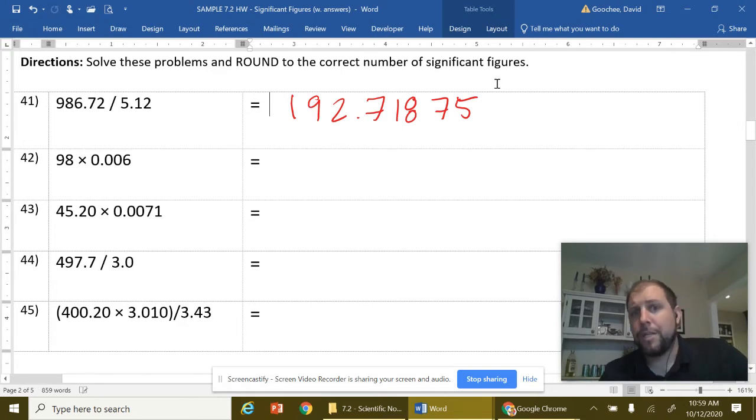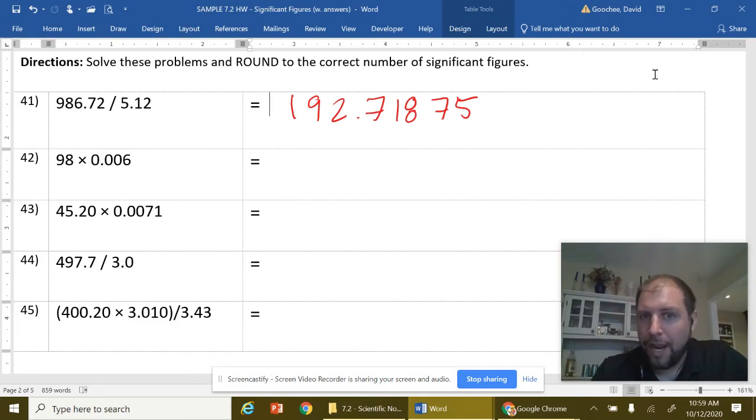Now listen, you have to round this answer, because this answer is measured to like the millionth place, but none of your numbers were accurate to the millionth place going in. This number is way more precise than you can be sure of. So we have to round this to whichever number going in has the least significant figures. Let me show you what I mean. It's kind of hard to explain.